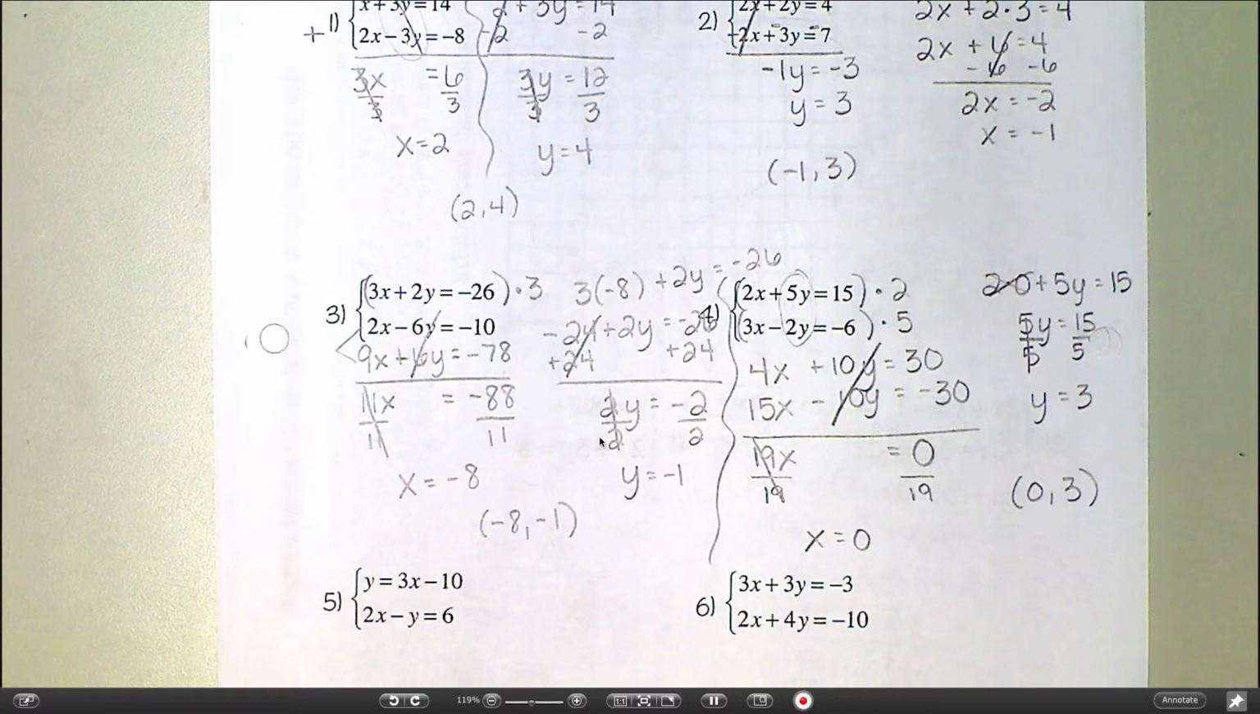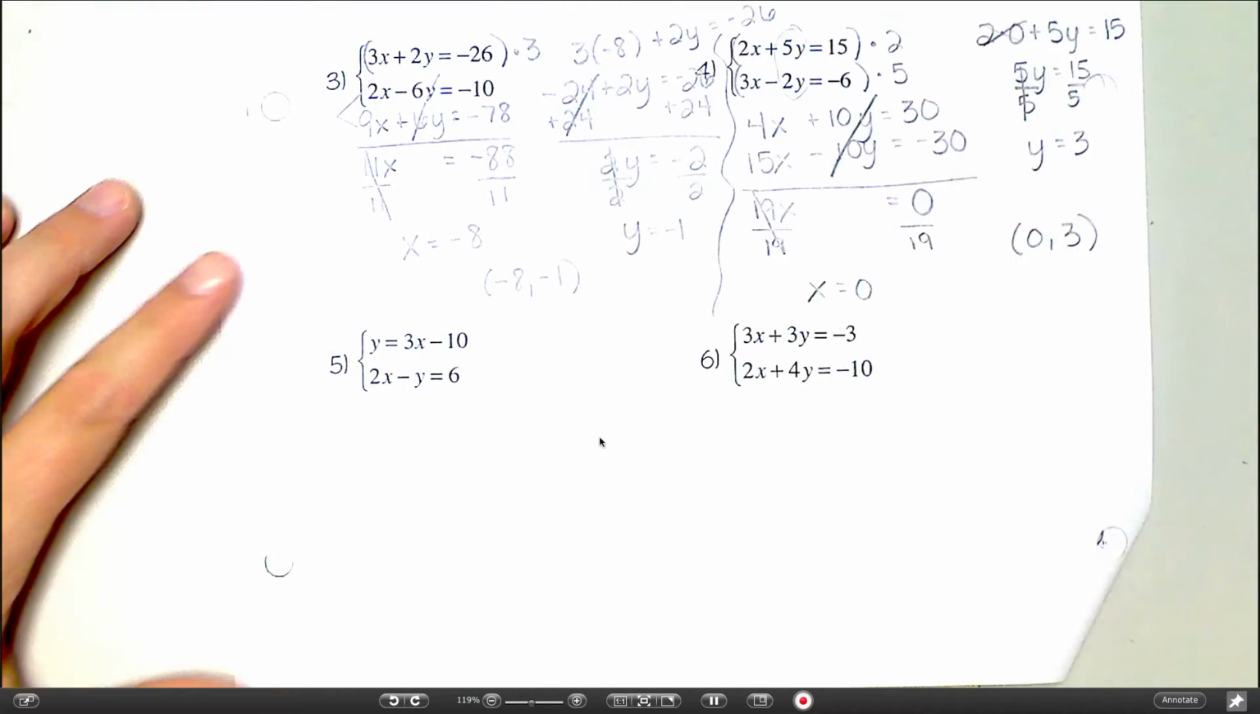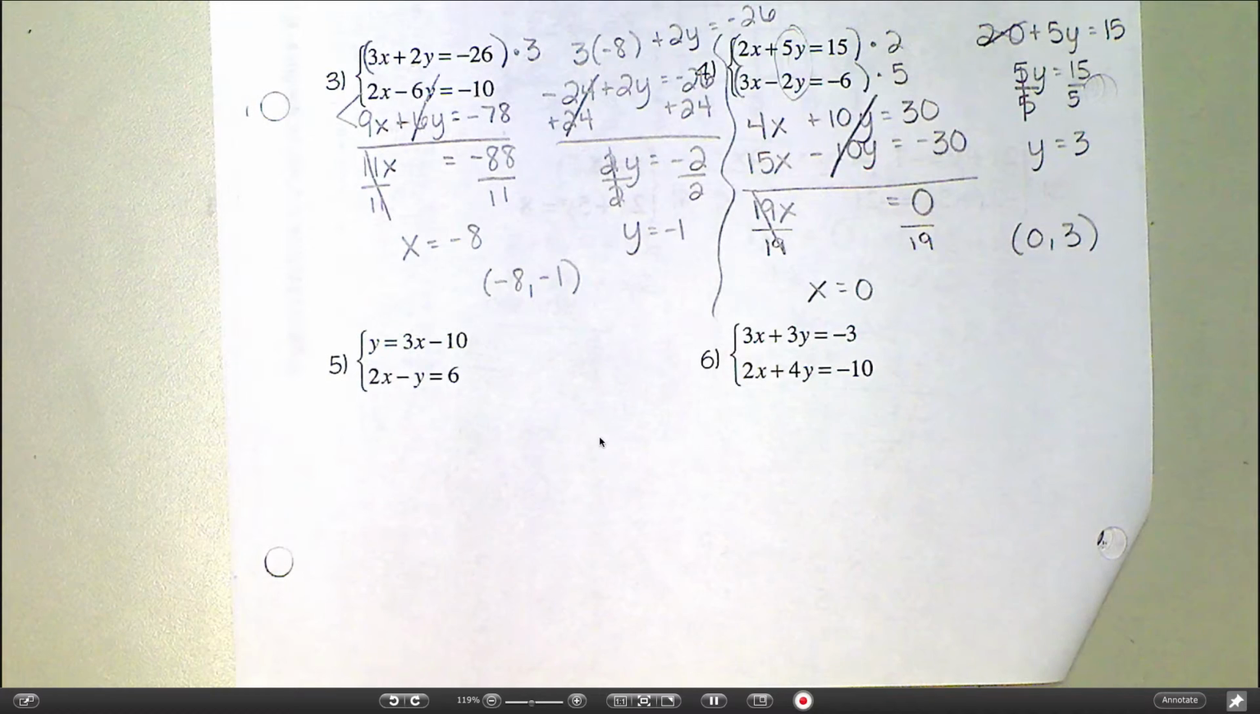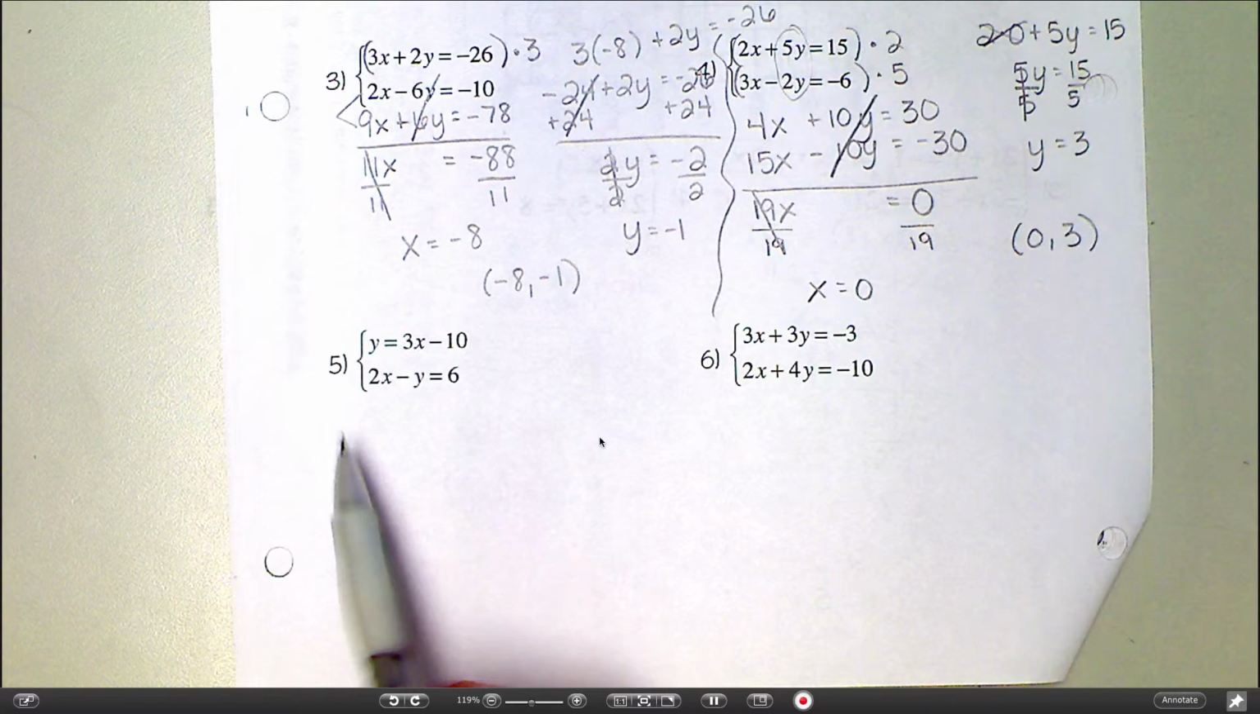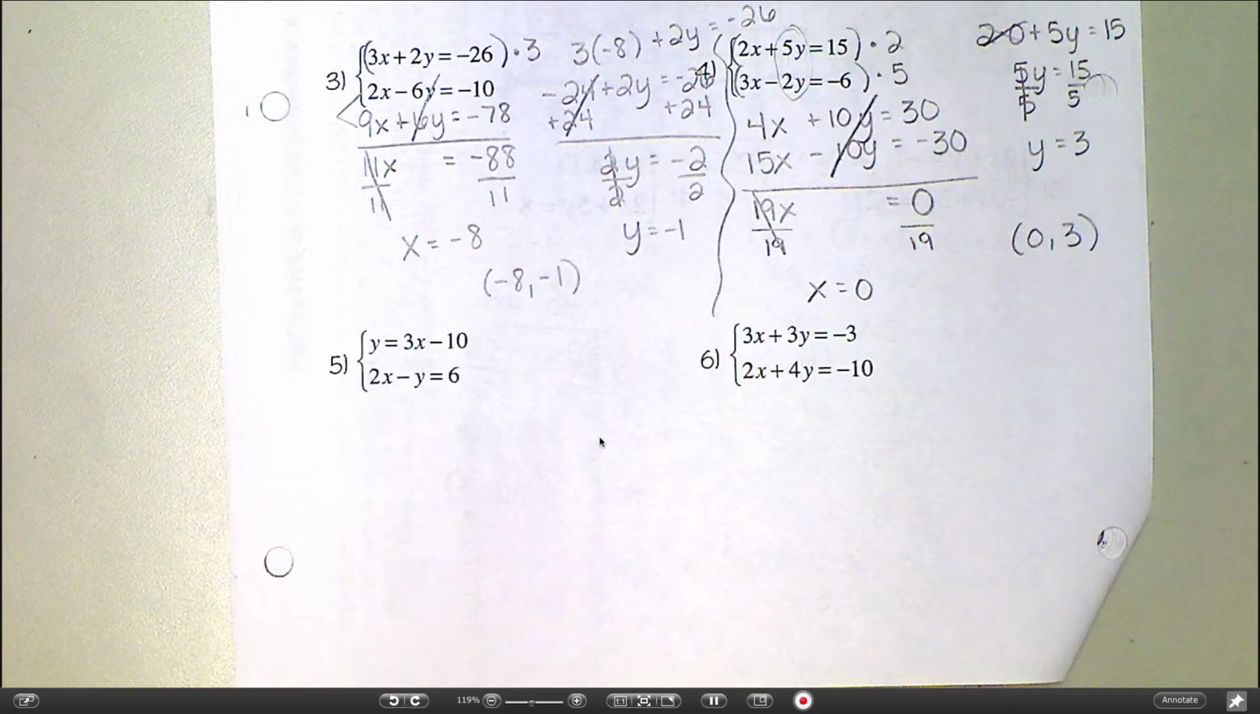Okay. Let's look at number 5. What's the problem with number 5? Okay, it's not lined up, right? The x's and the y's are not lined up. Now, honestly, if I just gave you this problem and said solve it, I probably wouldn't do elimination on this one. What do you think I would do? Yeah, I would do substitution. That's kind of screaming substitution to me if it's got y by itself already.